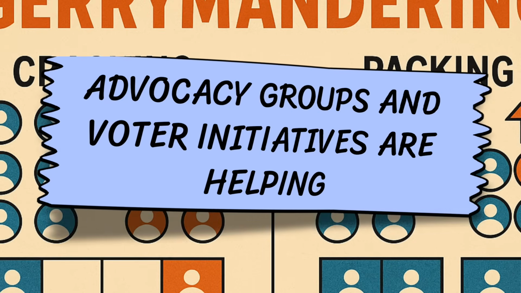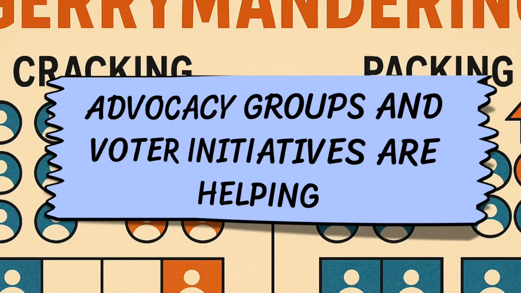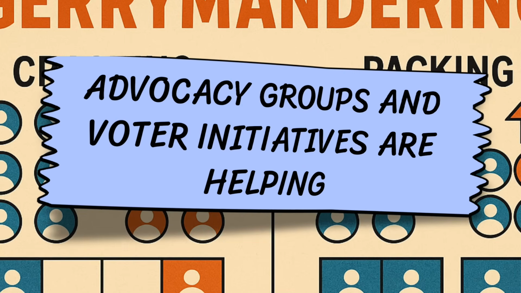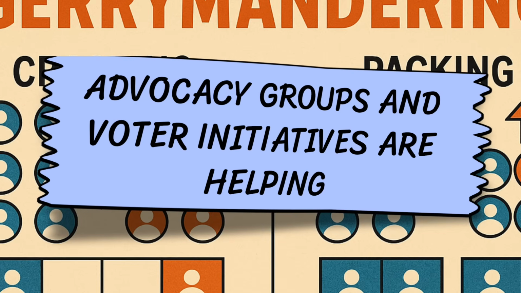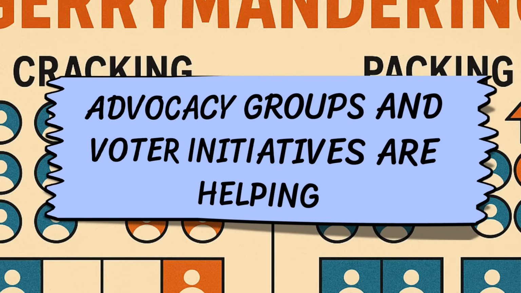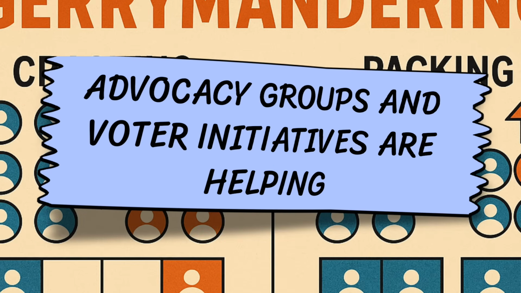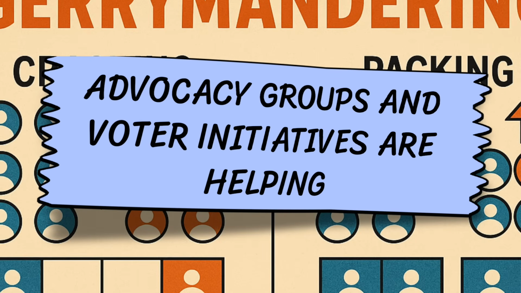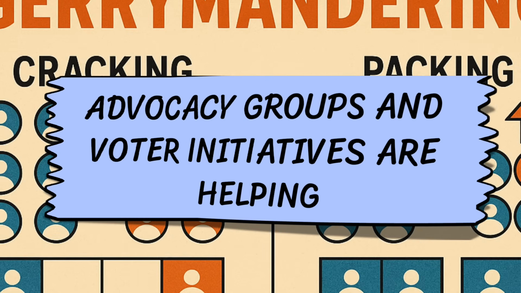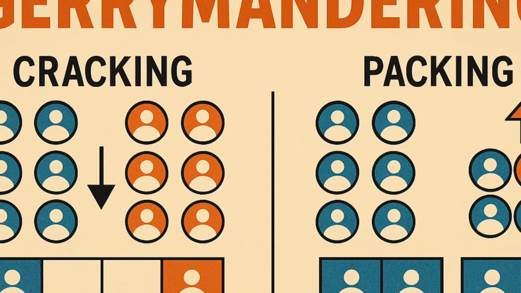Public awareness and activism have also grown. A number of watchdogs advocate for fair redistricting and challenge unfair maps in court. In recent years, ballot initiatives have given voters in several states the power to take redistricting away from politicians and put it in the hands of citizens. These efforts reflect growing concern that gerrymandering threatens the integrity of elections.